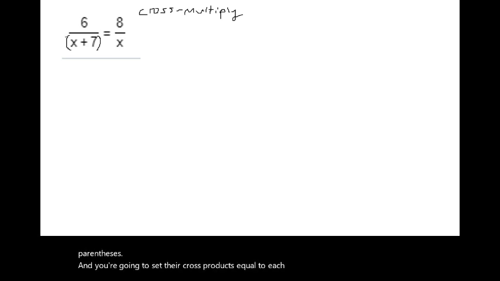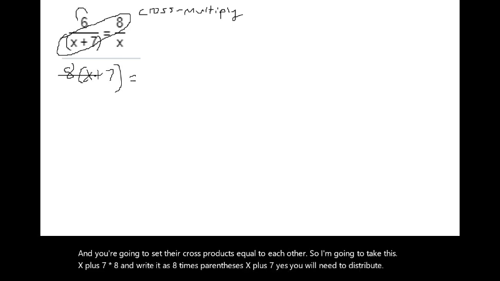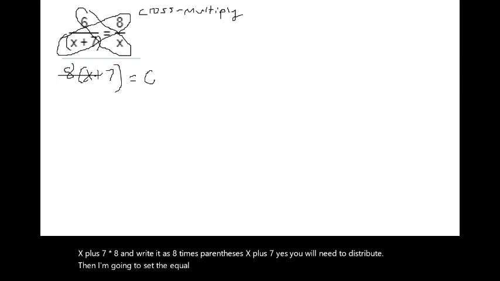So I'm going to take this x plus 7 times 8 and write it as 8 times parentheses x plus 7. Yes, you will need to distribute. Then I'm going to set that equal to 6 times x, which is 6x.